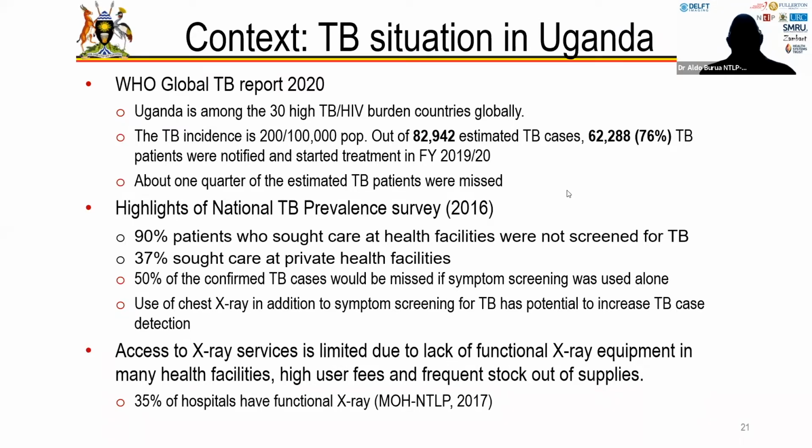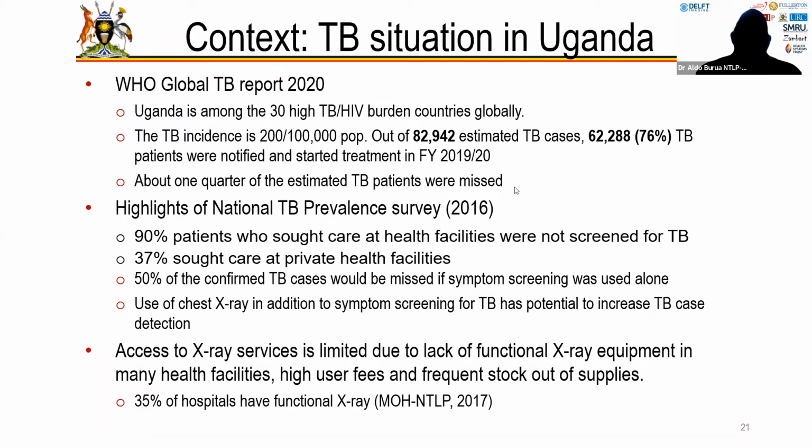I will just give a brief background of the TB situation in Uganda. According to the WHO Global TB Report, Uganda is among the 30 high TB HIV burden countries globally. For those who may not know where Uganda is located on the world map, Uganda is in East Africa, one of the countries in East Africa and in Sub-Saharan Africa as a region. So we are affected by the dual pandemic of TB and HIV.